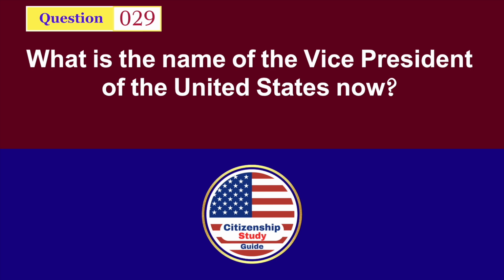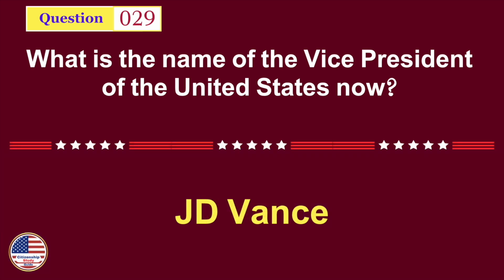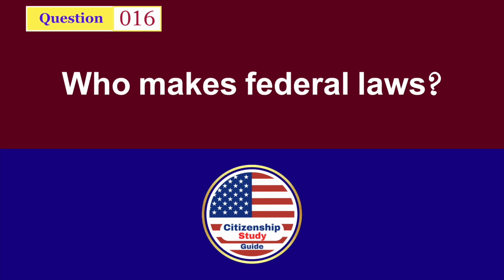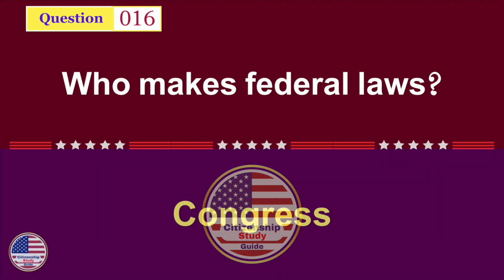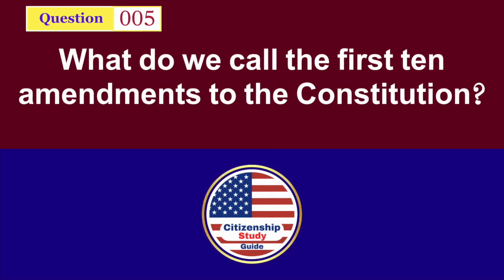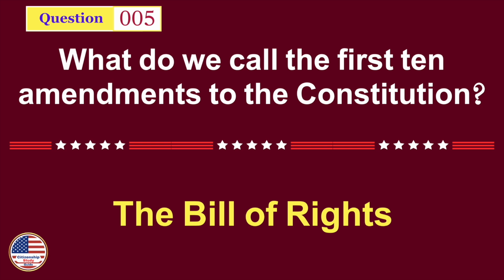What is the name of the Vice President of the United States now? J.D. Vance. Who makes federal laws? Congress. What do we call the first 10 amendments to the Constitution? The Bill of Rights.